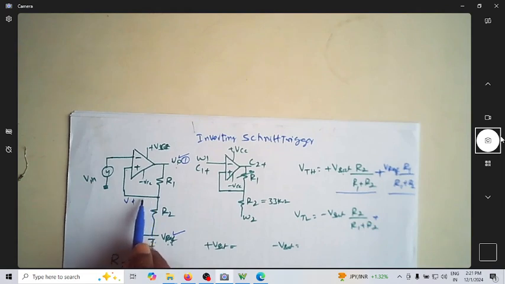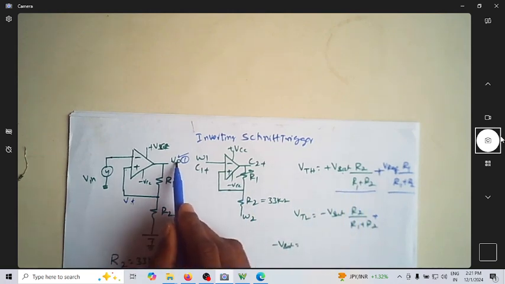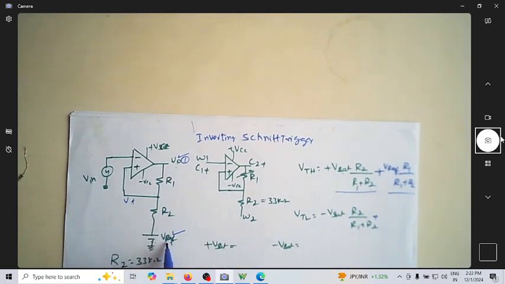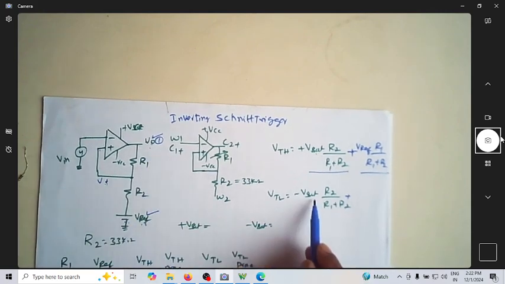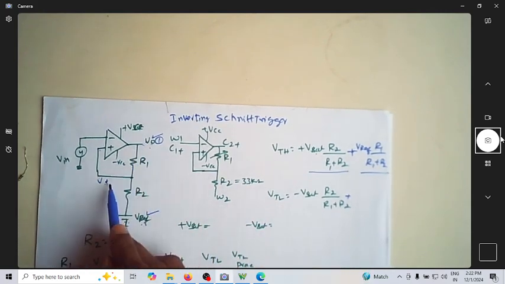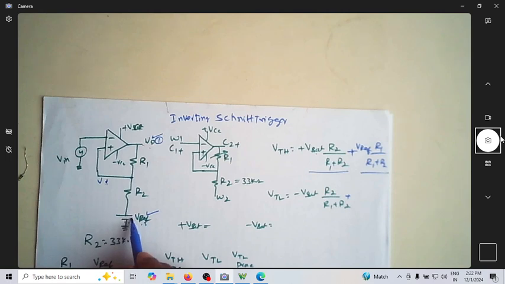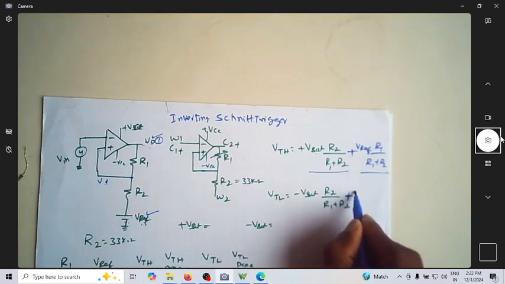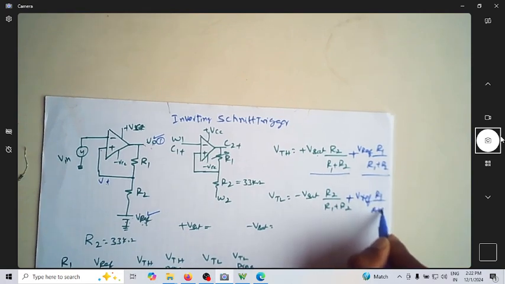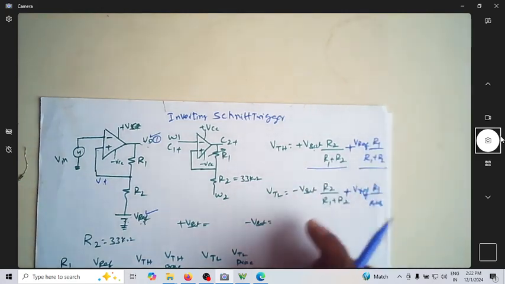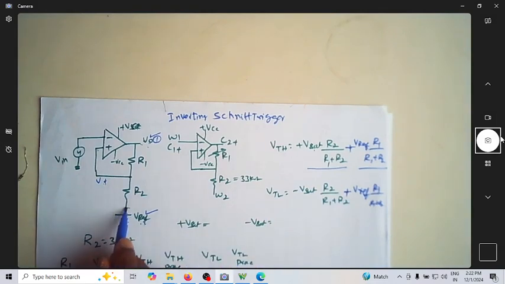So the voltage at V plus, when the output is plus Vsat, has two terms: one due to plus Vsat and one due to this V reference. Similarly, when the output voltage is at minus Vsat, I have the voltage due to V naught as minus Vsat into R2 by R plus R2, and again the addition due to V reference R1 by R1 plus R2. So this extra voltage will be added to both the higher and lower threshold voltages whenever we consider this V reference in the circuit.